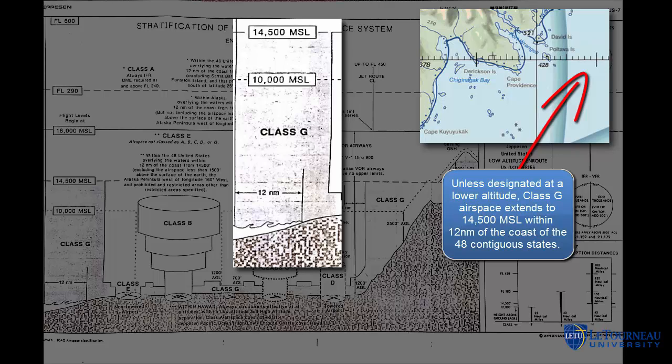But generally speaking, the regulations say that within 12 nautical miles of the 48 contiguous United States, Class G will extend to 14,500 feet.